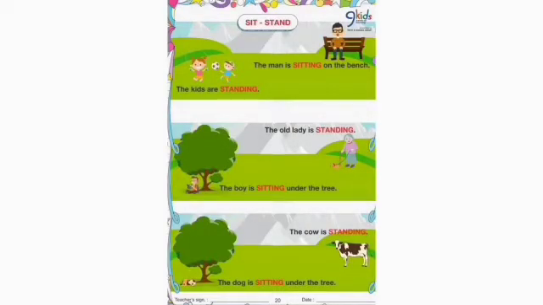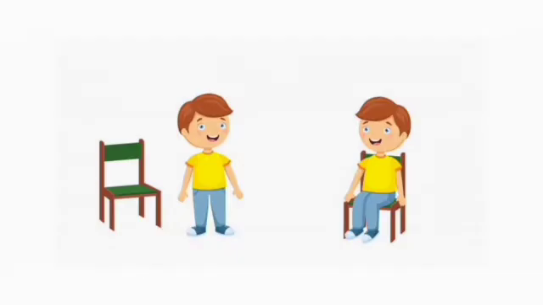Kids, you can see these pictures on page number 20 in your maths workbook. The man is sitting on the bench. The kids are standing. The old lady is standing. The boy is sitting under the tree. The cow is standing. The dog is sitting under the tree. Let's see some more pictures for the same.